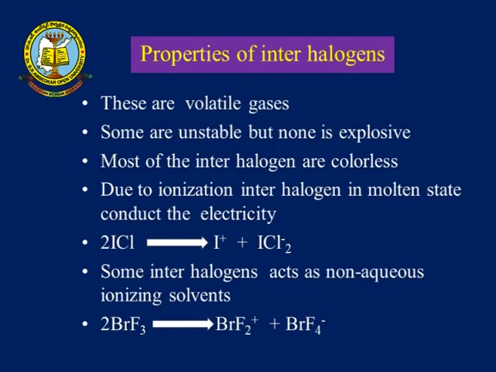All interhalogens are volatile and easily evaporated, and some are unstable and highly explosive in nature. Most of the interhalogens are covalent in nature, not ionic. Due to ionization, interhalogens in the molten state conduct electricity. On dissociation, the interhalogens give different ions, that's why they show electrical conductivity. And some interhalogens act as non-aqueous ionizing solvents, so some of them act as solvent molecules.